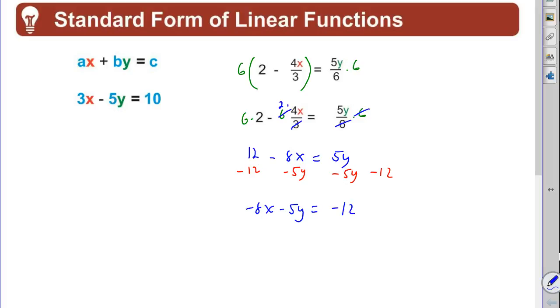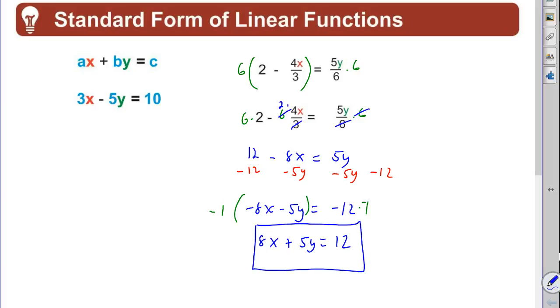Okay, I've gotten rid of the fractions. I've got the variables on the left, the constant on the right. I have the variables in alphabetical order, but I don't have the lead coefficient positive. And so technically, you're going to multiply everything on the left by negative 1 and everything on the right by negative 1. But the shortcut is to change the sign of everything. So these are all negatives, so they all go to positives. Anything that was positive would go to negative, anything negative goes to positive, and there you have it, standard form of a linear function.